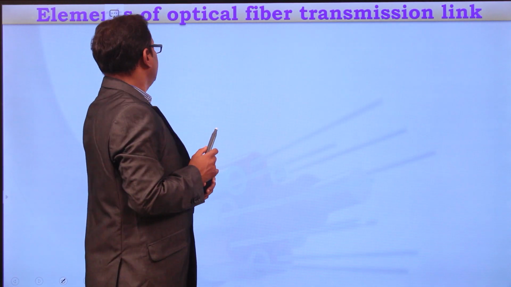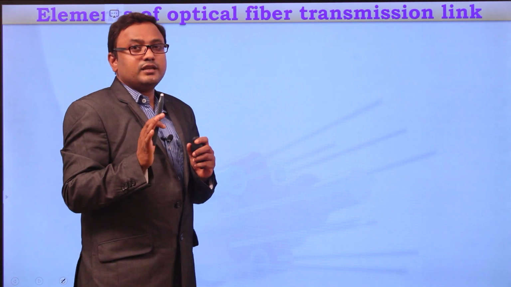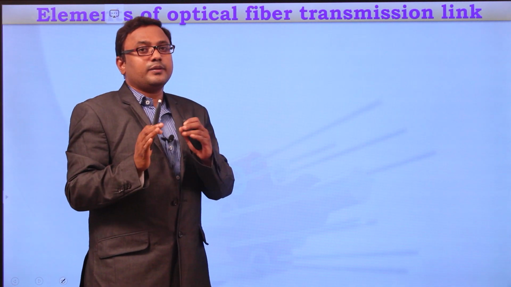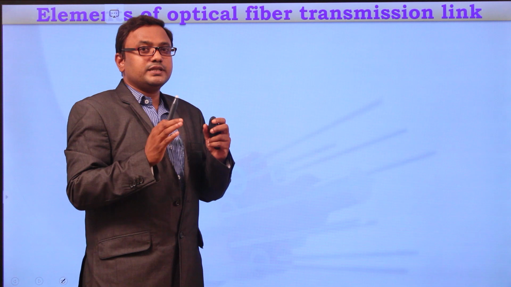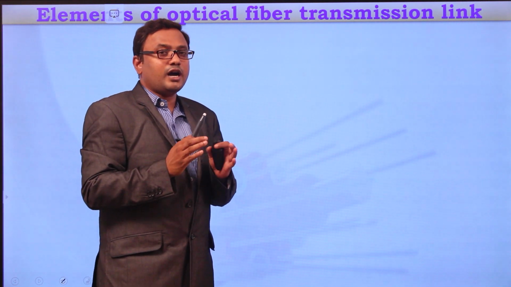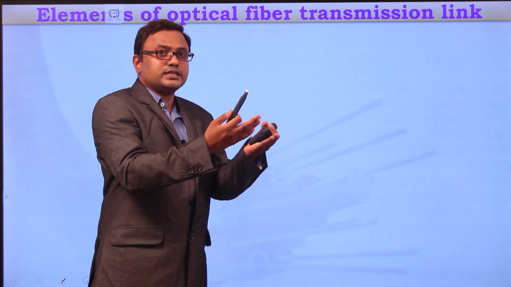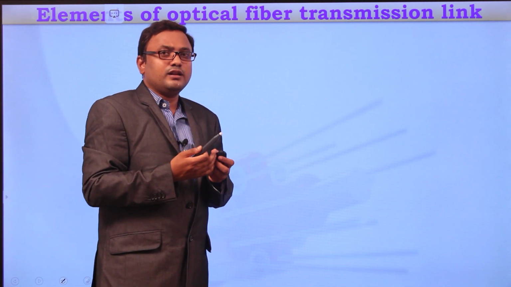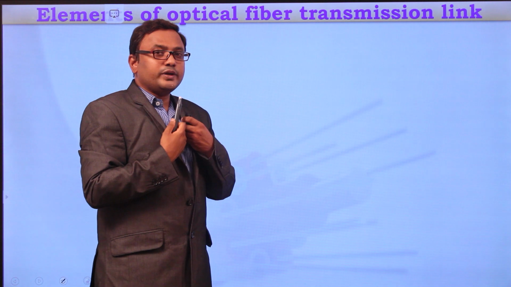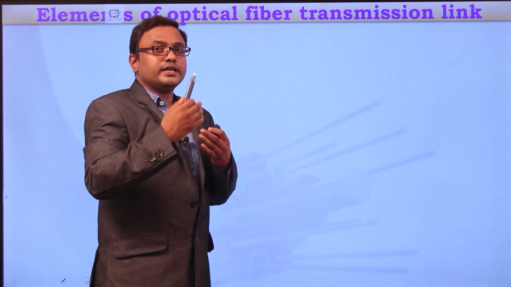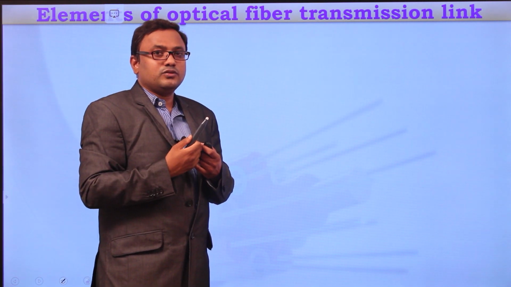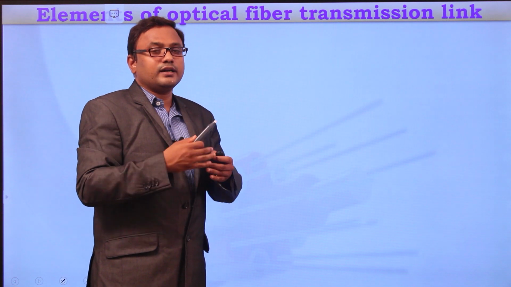And then we will see the basic elements of an optical communication link. So generally we know there is the transmitter, receiver, and in between them the channel. But in addition to them, to establish long haul communication links, we need several other components like connectors.